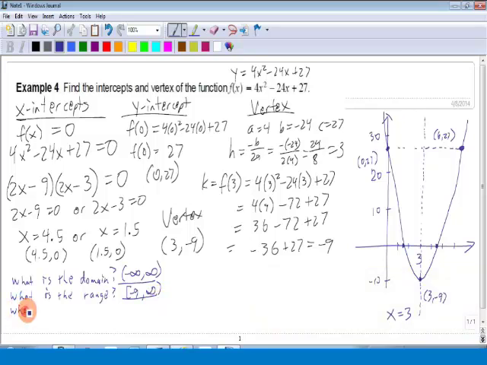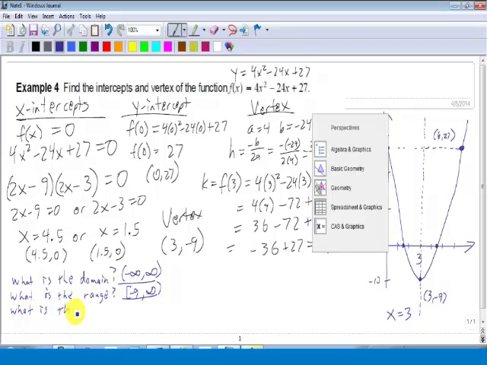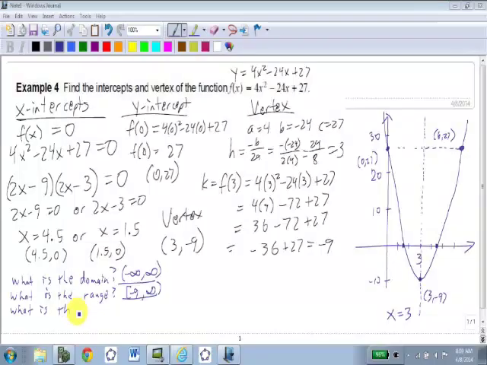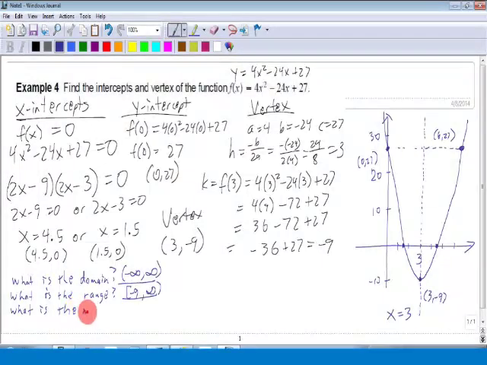What is the minimum value? It's the least number in the range. It is -9. There are a lot of different numbers that we can substitute for x. For every number we substitute for x, we get something greater than or equal to -9. If we substitute 3 for x, we get -9. And that is the least number in the range, so it's the minimum value.